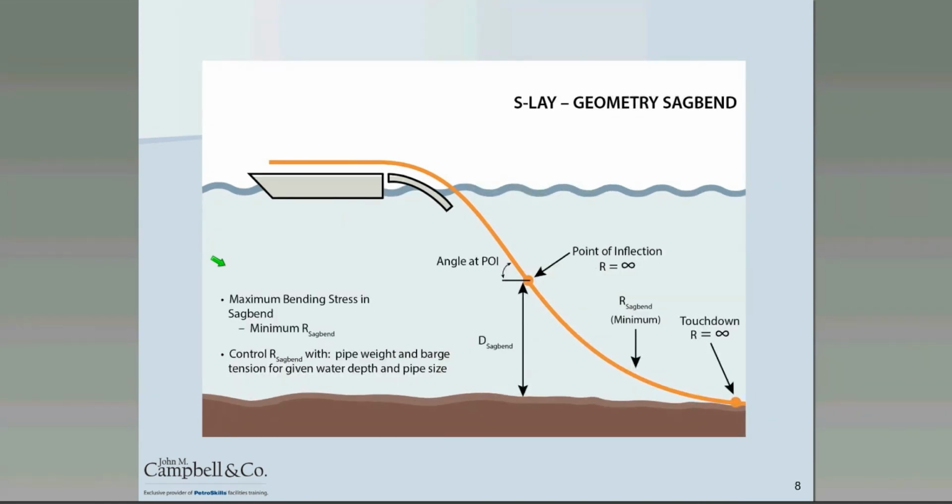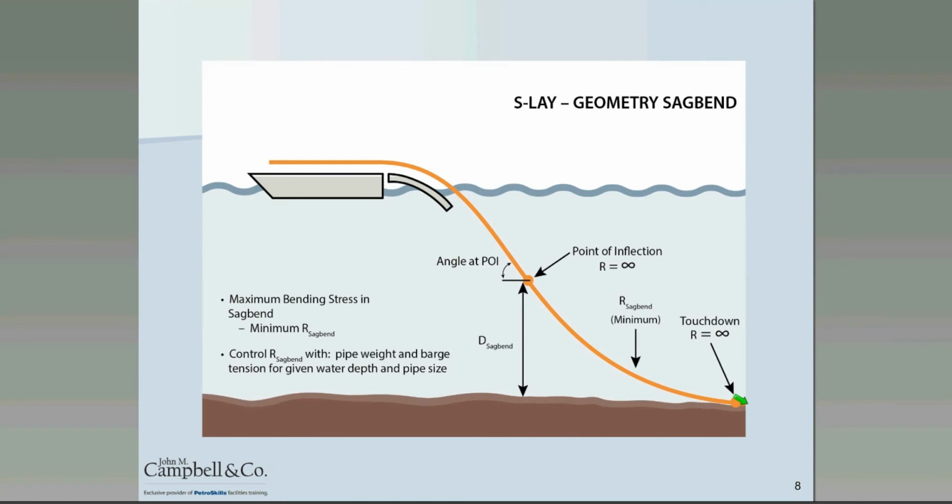Now, things are a lot more interesting and less subject to our control because they're now in the water and no longer on a vessel where we can actually set the radius of shoes, etc. Point of inflection is the starting point for the sag bend. Again, the radius of curvature here is quite large, approaching infinity. Therefore, our bending stresses are going to be quite small, approaching zero. At the other end of the sag bend, where the pipe is now laying on the seabed, again, the radius of curvature is going to be very large, approaching infinity, and the bending stresses are going to be very small.